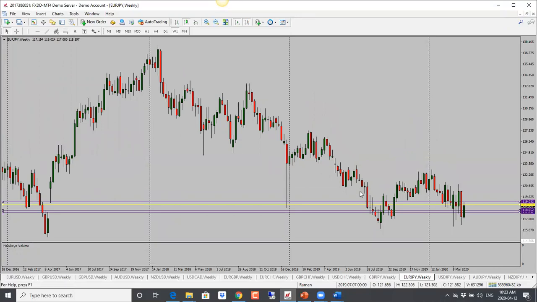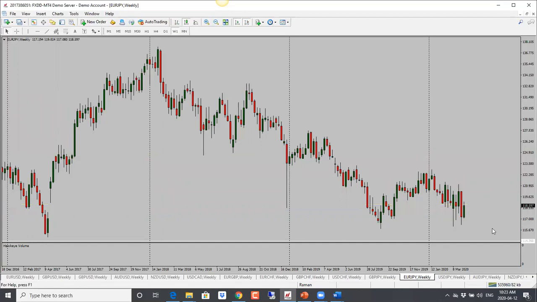Actually, with all the yen crosses and Swiss franc crosses, if the equity markets drop, then we are likely to see reversal in all the yen crosses as well. So the relationship generally is when the stock market is doing well, yen crosses are going up. When the stock market is going down, yen crosses are going down as well. So just keep that relationship in mind.